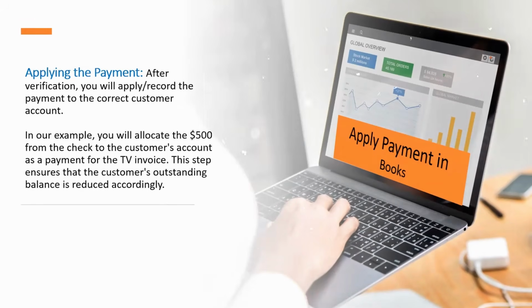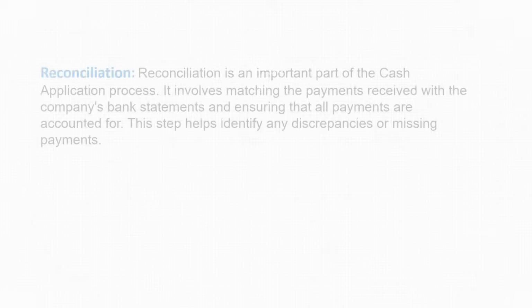So what do you mean by apply the payment? Once you are done with your verification process, you can apply or record the payment to the correct customer account. For example, if we take the same example we have seen earlier in the first stage, you need to allocate the $500 check amount to the customer account who has purchased the TV against the open invoice of that TV. Once you're done with this stage, your next stage would be to perform reconciliation.